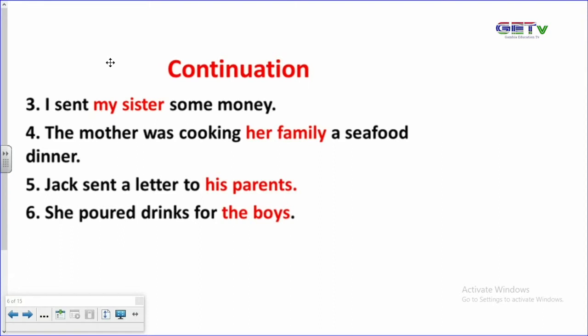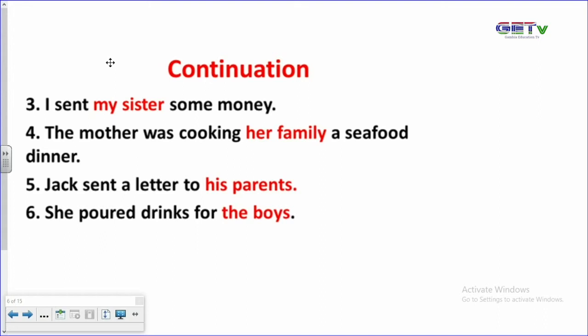What did the mother do? The mother cooked. Oh, she was cooking. What was she cooking? Her family? No. She was cooking a seafood. So here, the seafood receives the main action, therefore becomes the direct object. What you need to understand here is that her family coming after cooking does not make it a direct object because it did not receive the main action. What received the main action is the seafood. So the direct object is seafood, and the indirect object is her family.